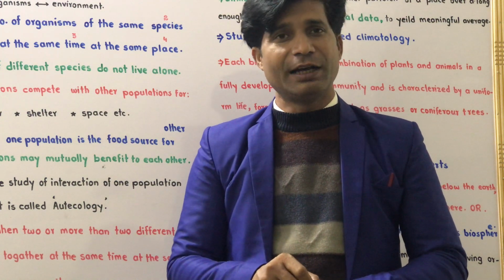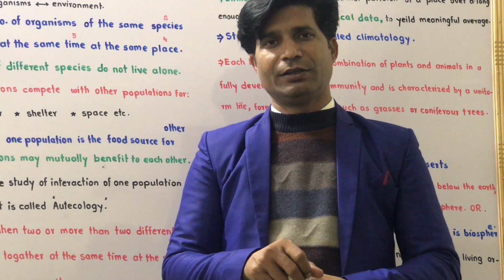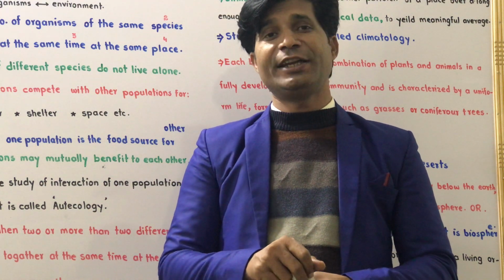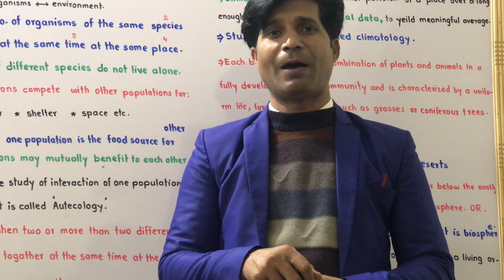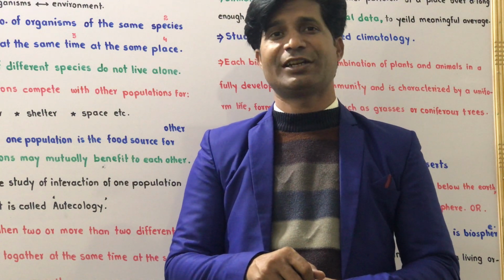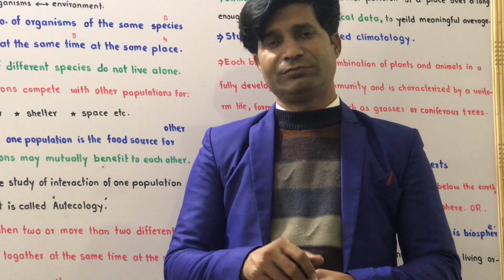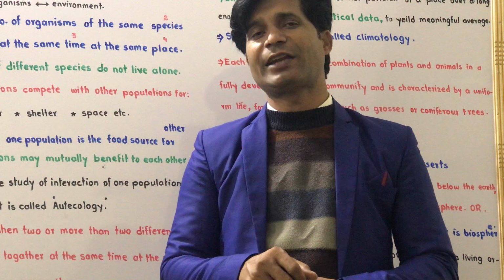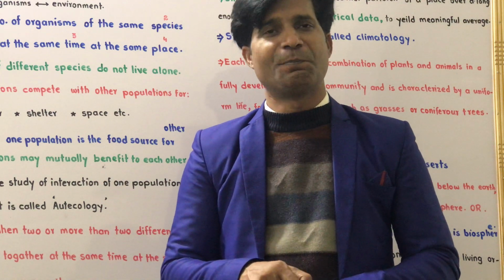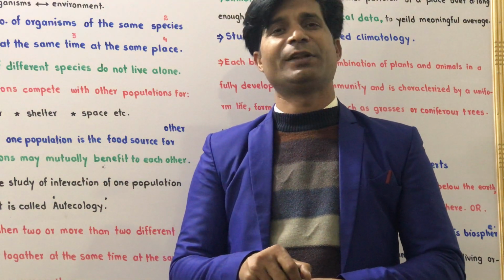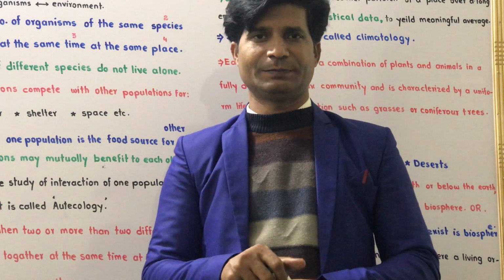The other is the complex community. Remember, if a community contains a large number of populations and each population contains a large number of individuals, then this type of community is known as a complex community. For example, the community of a forest.